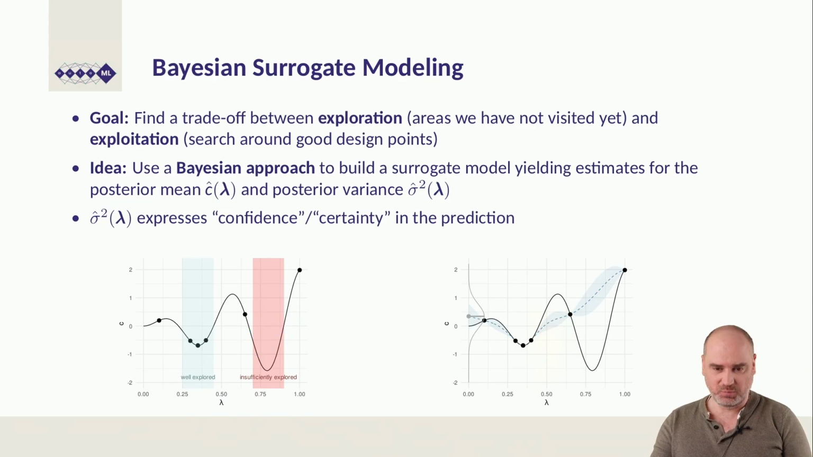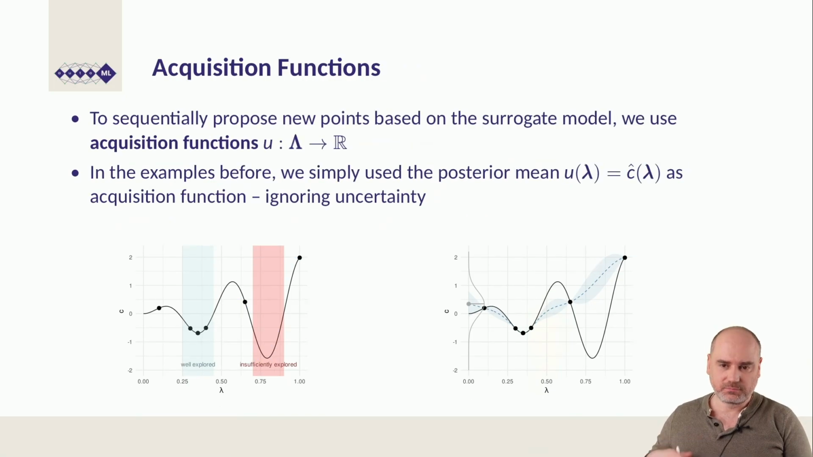so we can describe the utility of an unevaluated point by saying it should be low in terms of estimated cost, but it could also be high in terms of estimated uncertainty, because that means we have not really explored any design points in this region around that specific lambda point. And that would be a case here. So at some point, we would like to explore this area and not completely disregard it, although we have only seen very few points in that area.